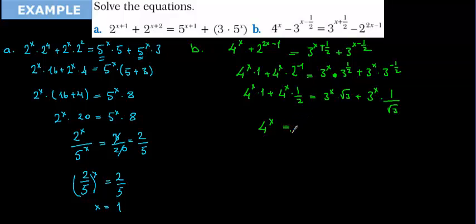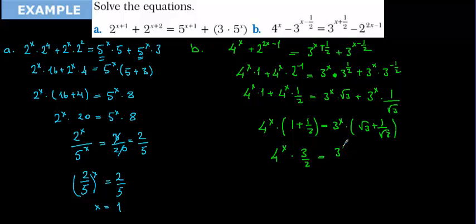So 4 to the power of x bracket, if we get, the rest is going to be equal to 4 to the power of x times 1 plus 1 over 2 is equal to 3 to the power of x bracket, if we get root 3 plus 1 over root 3, it's going to be, and 2 times 1 plus 1 is going to be equal to 4 to the power of x times 3 over 2 is equal to 3 to the power of x times 3 times 3 is going to be equal to root 3 times root 3 is equal to 3 plus 1 is equal to 4. So 4 over root 3 it's going to be.